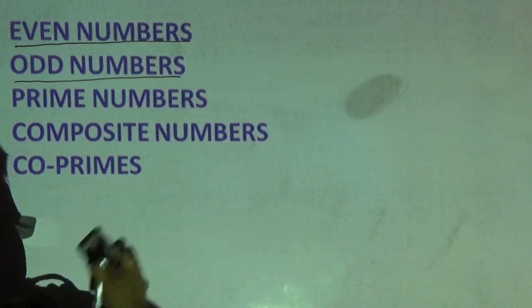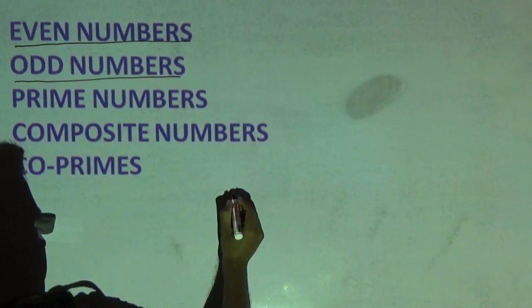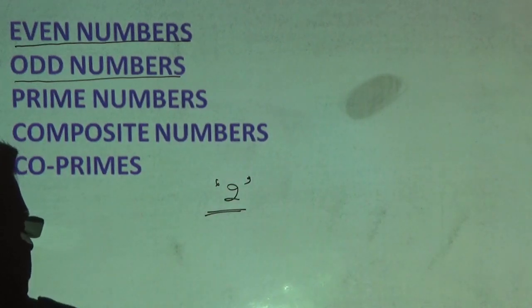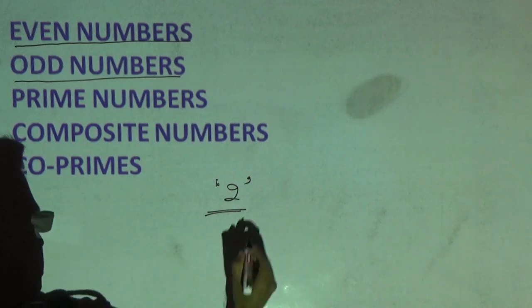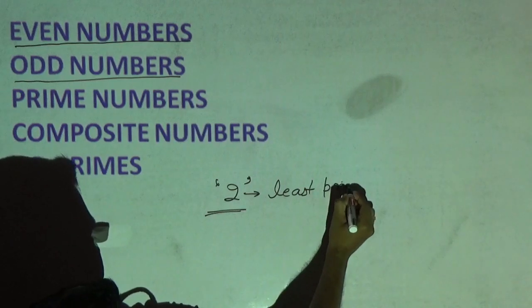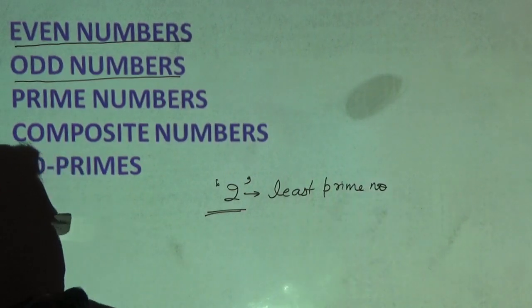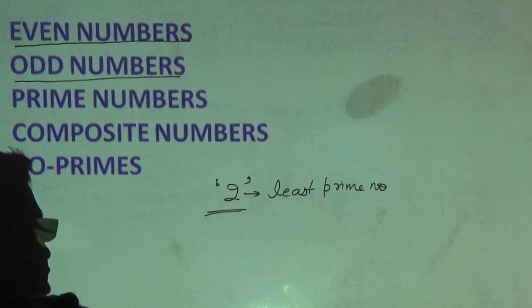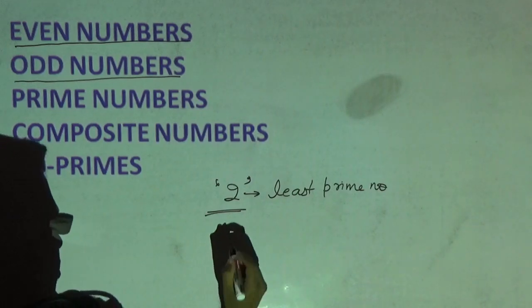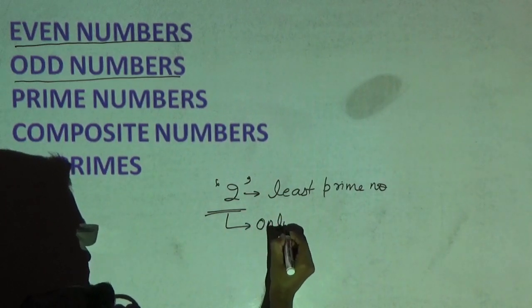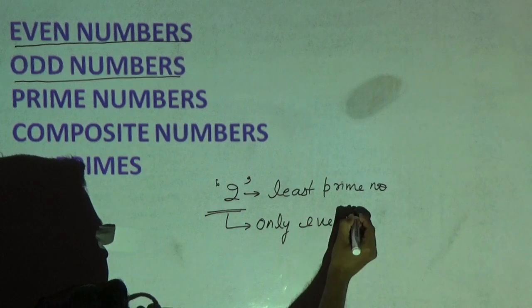Then, which is the least prime number? The least prime number is 2, since 1 is not a prime number. If they ask in an examination which is the least prime number, your answer should be 2, not 1, because 1 is not a prime number. Then, which is the only even prime number? The only even prime number is 2.